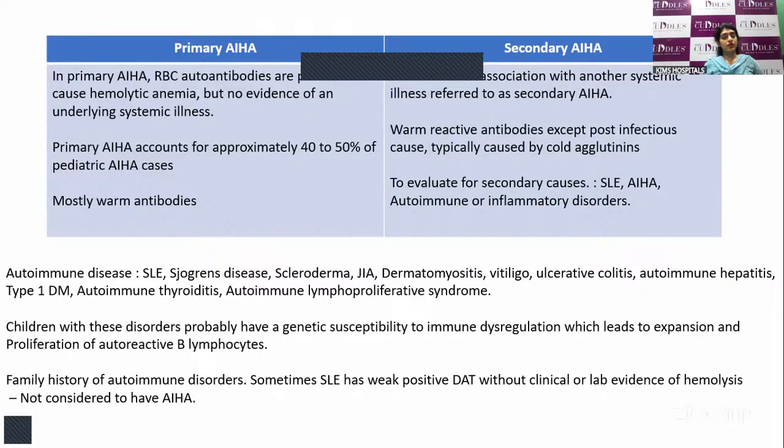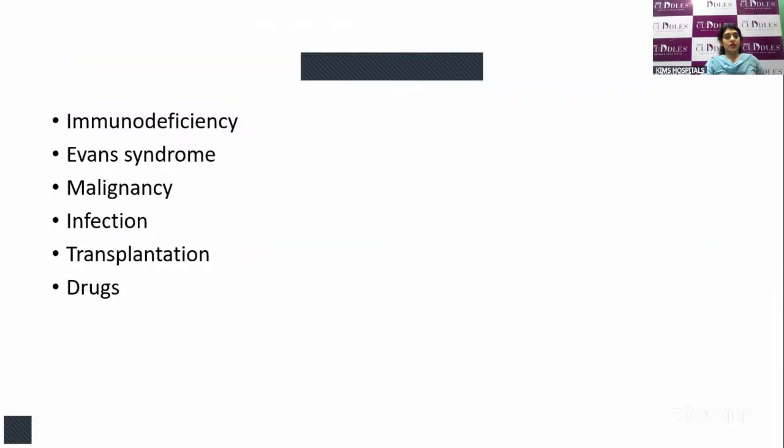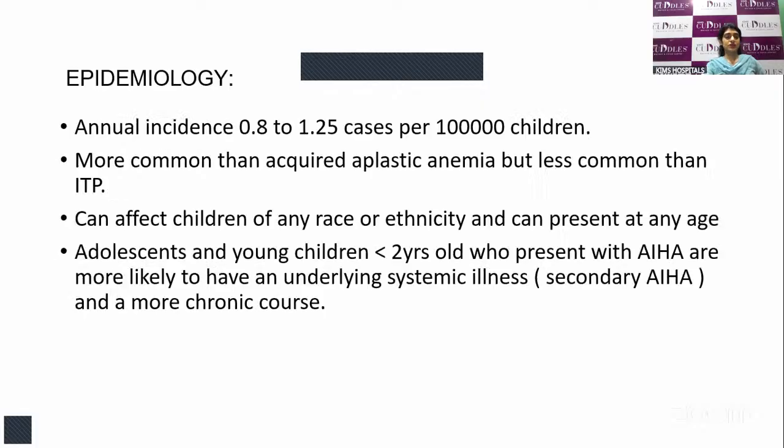We have to keep a close watch on the number of differential diagnoses when approaching these cases. These include immunodeficiencies, Evans syndrome, malignancies, infection, transplantation, and drugs. All of these can trigger AIHA. The annual incidence is 0.8 to 1.25 cases per 1 lakh children. It's more common than acquired aplastic anemia, but less common than ITP. It can affect any race or ethnicity and can present at any age.